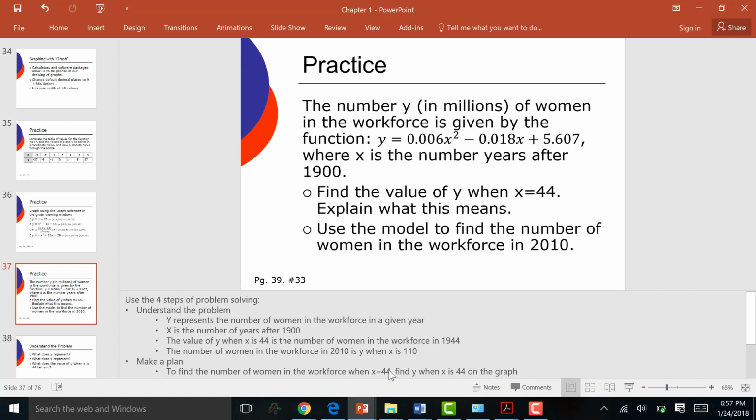How do you know that? 1900, 2010. 2010 minus 1900 is how much? 110. So everywhere there's an X, you put 110. Go back to your calculator, put in 110 everywhere there's an X. Somebody tell me how many women in the workforce. 76.227. So Y equals 76.227 million women in the workforce.